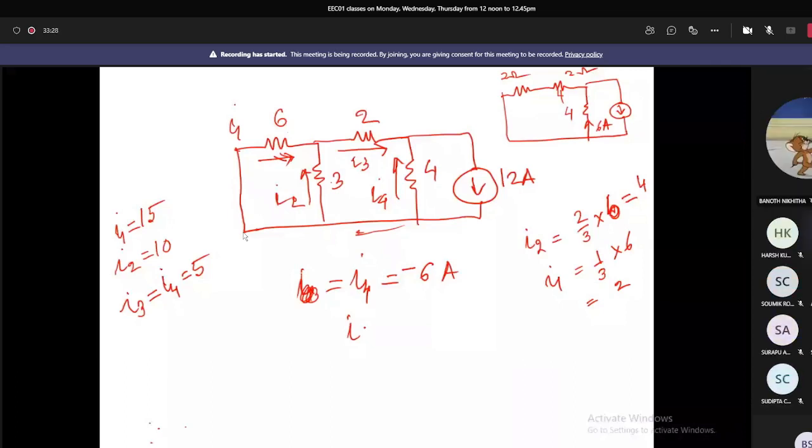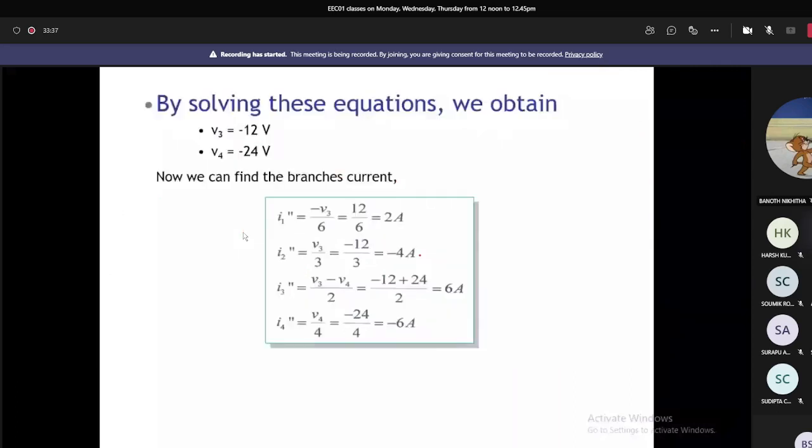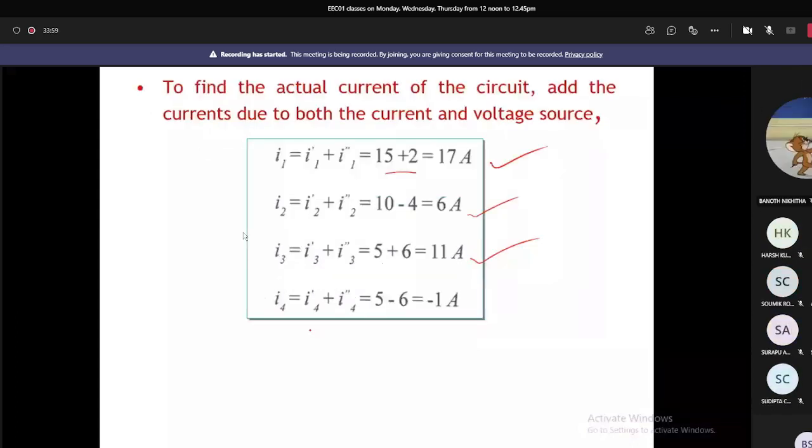So here it is solved actually. Is it complete? Okay. So whatever I have calculated, same thing is here, and then they have added them up. We just added all these branch currents and we got the solution. So 15 plus 2 is equal to 17 ampere. Then I2, there will be subtraction, so 10 minus 4, 6 ampere. I3 will be added up, 5 plus 6, 11. I4 will be subtracted. So this is the thing actually.